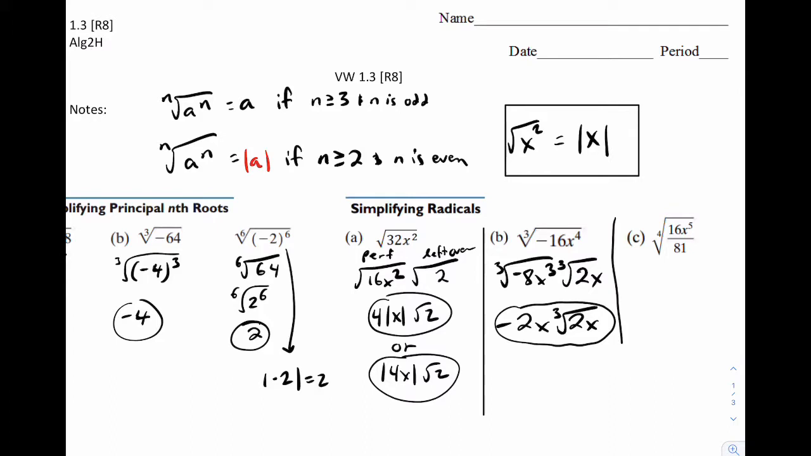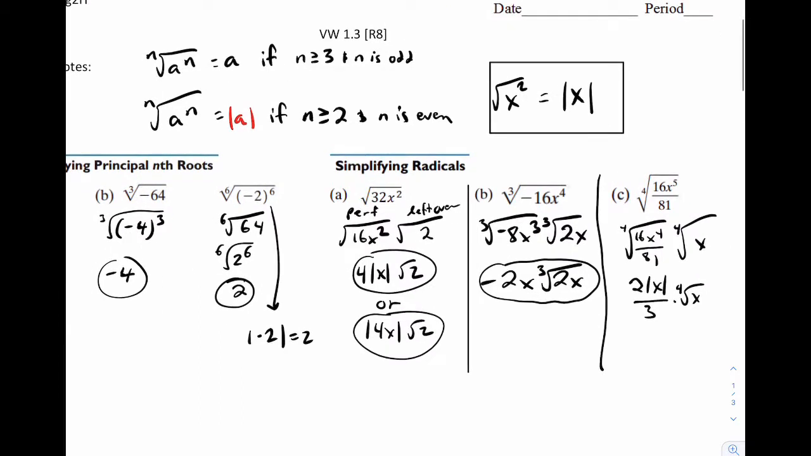And lastly, we have this one. We have the 4th root here, so let's break it up again to our perfect 4th number, so that would be 16x to the 4th over 81. Our leftover is x. We take the 4th root of that. That would be 2 times the absolute value of x over 3. And we're left with the 4th root of x. We can leave it like that.